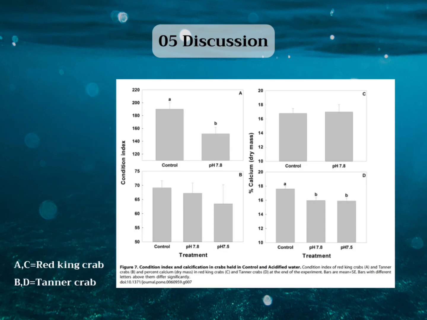Figure 7. Condition index and calcification in crab health in control and acidified water. Red king crab condition index (A) and tanner crab (B), and percentage of calcium damage in red king crab (C) and tanner crab (D). The bars are the means plus standard error. Different letters at the top are significantly different. If the letters are the same, there is no significant difference.